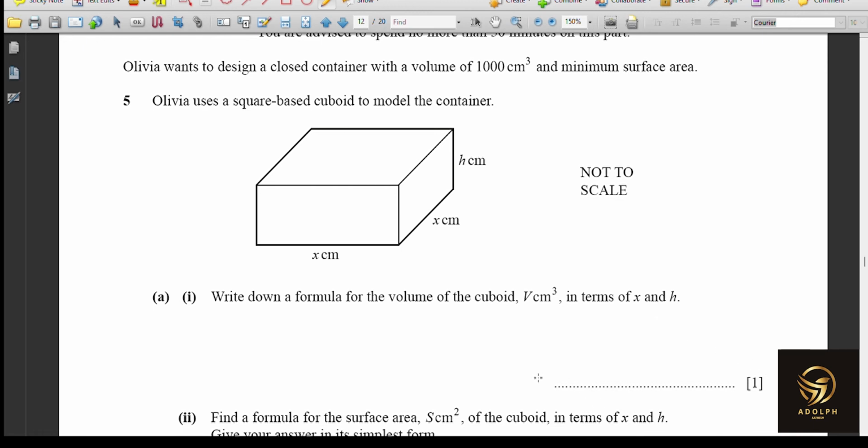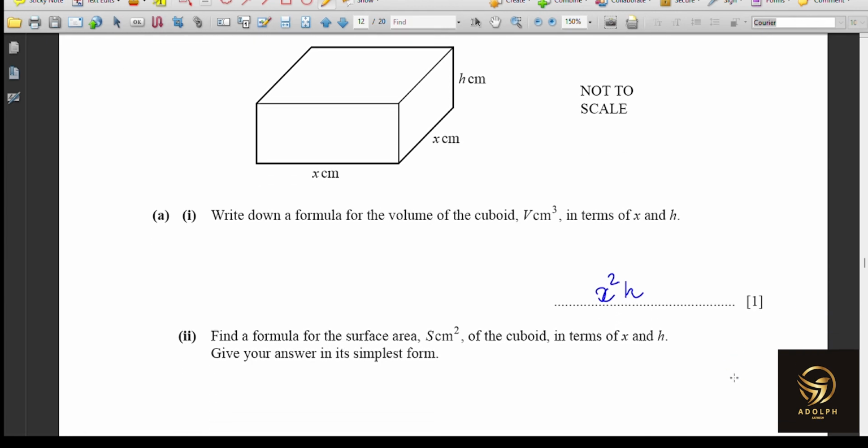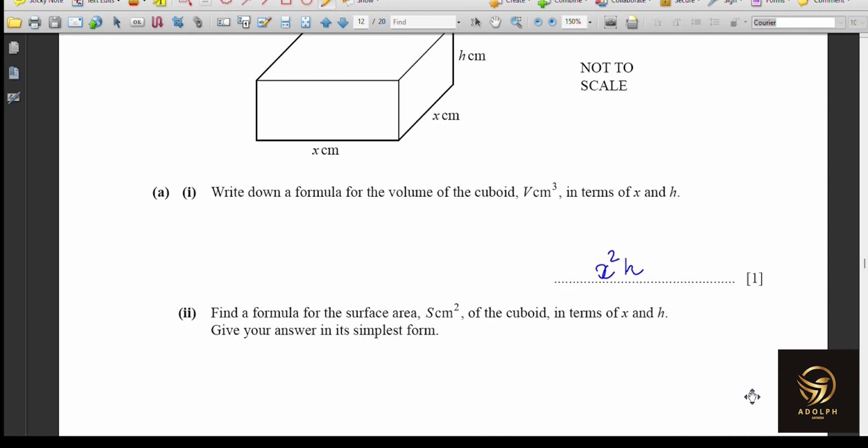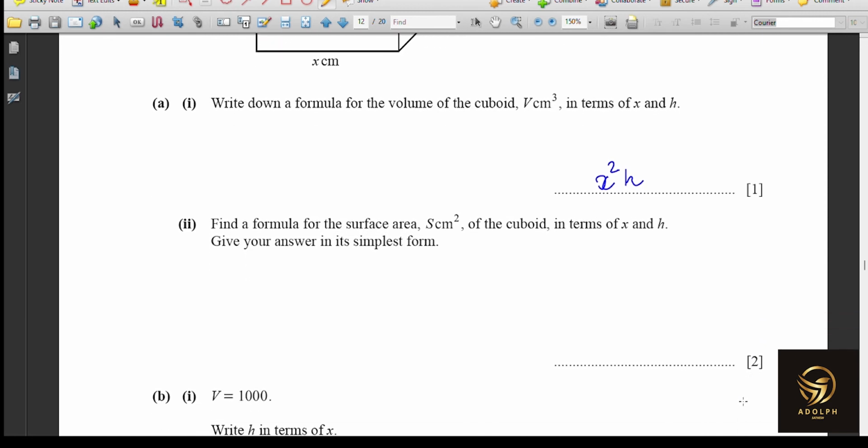We know that the volume of a cuboid is L·B·H. Here L into B is x², so we'll be getting x² into h, or you can even write that as hx². Find a formula for the surface area S cm² of the cuboid in terms of x and h.